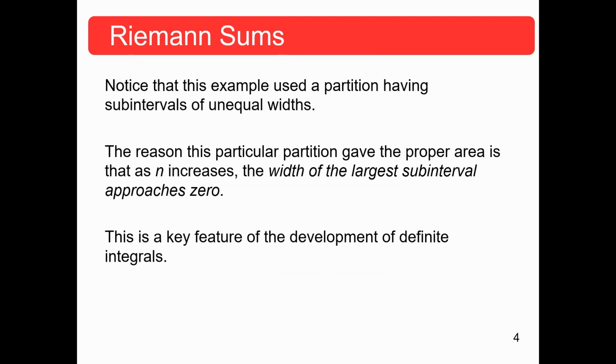Now, notice that this example used a partition that did not have equal widths, right? The subintervals were all different widths. And the reason that this particular partition gave the proper area is that as n gets bigger, the width of the largest subinterval approaches 0. Okay? This is the key feature of the development of what we're going to call the definite integral.